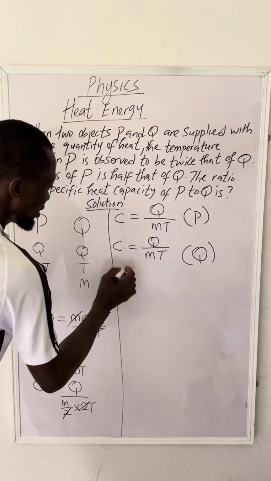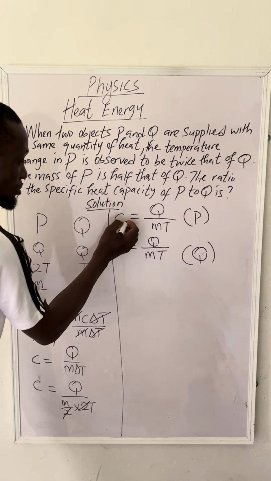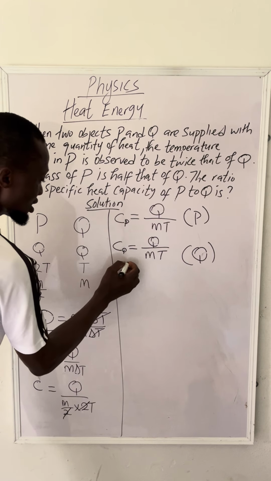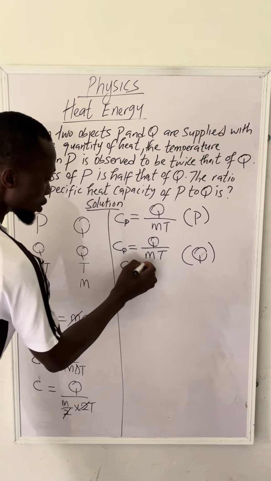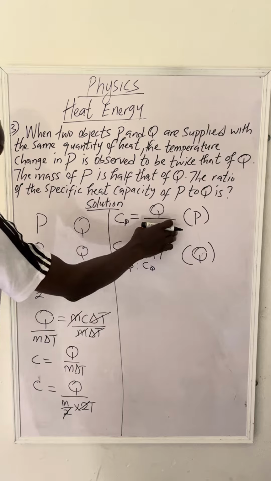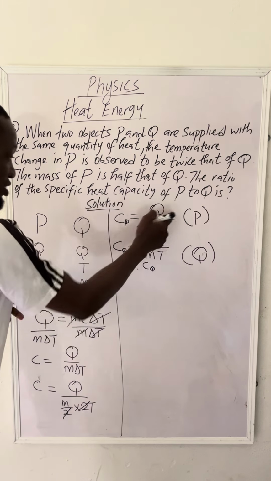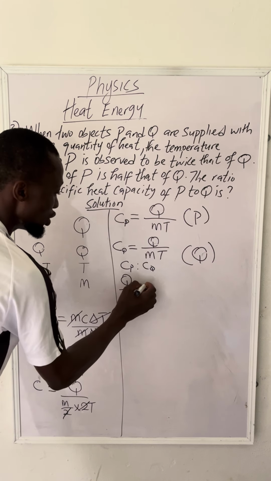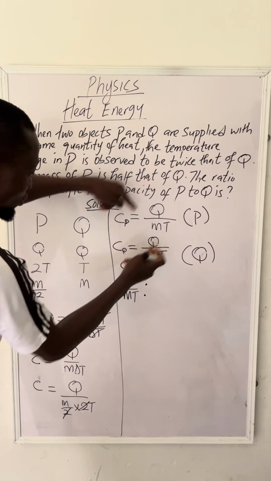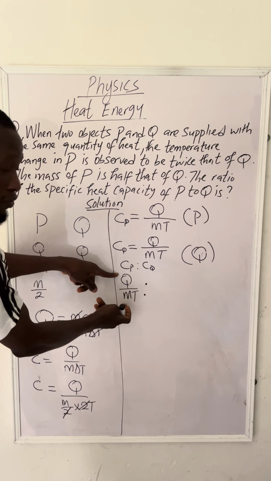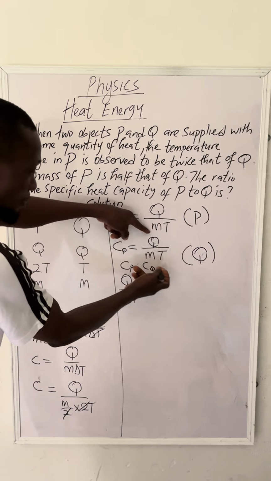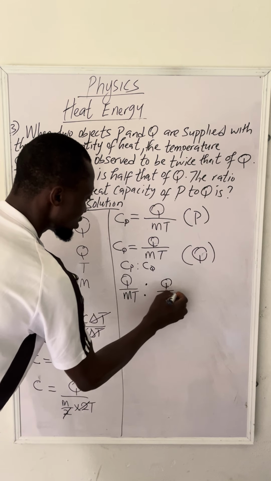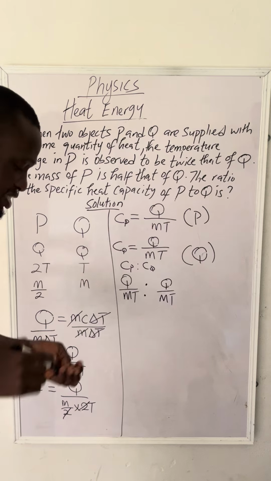So this is the ratio now. Specific capacity of P. Remember, let me say CP, specific capacity of P, and specific capacity of Q now. So that would be CP ratio CQ. And CP, after we have simplified, is this. So that's Q over MT ratio, because this is for specific capacity of P, ratio specific capacity of Q is also what? Is also Q over MT. Now we have done this.